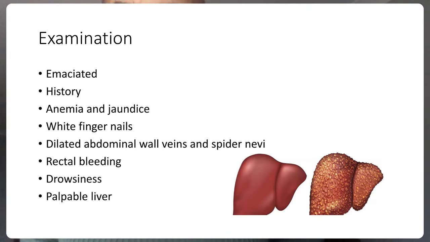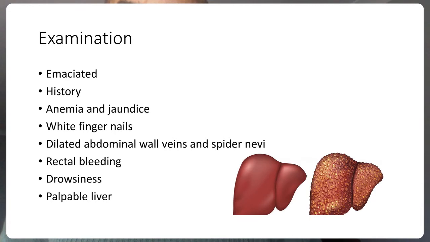Jaundice is a late presentation and usually means decompensated liver disease. White fingernails due to low albumin. When you examine their fingers, they look a lot whiter. Even if they are not anemic, they have white fingernails.